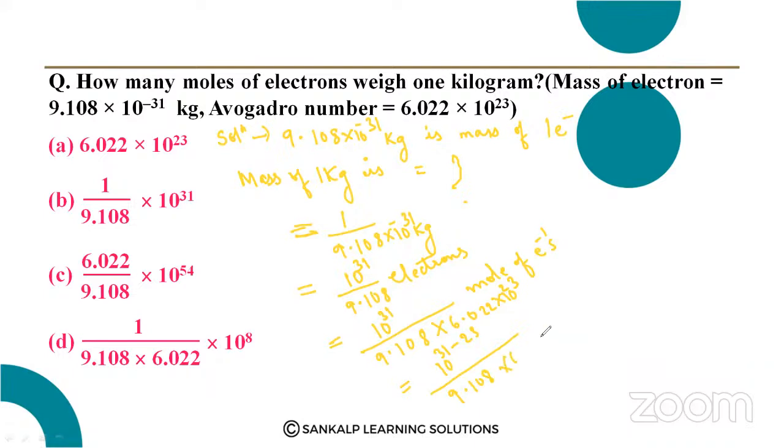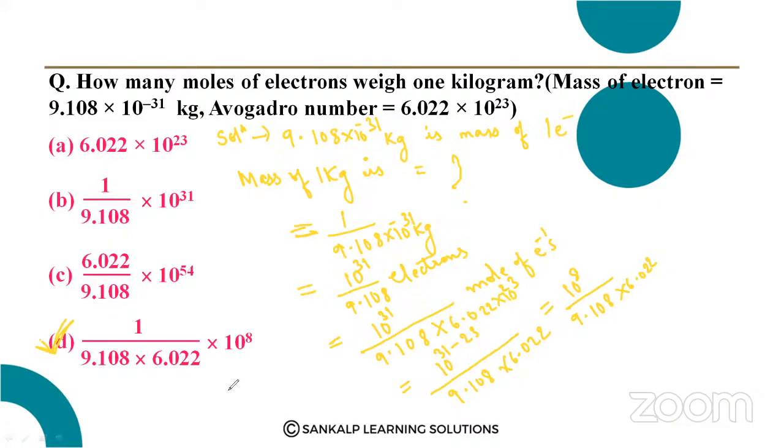9.108 into 6.022. So what is further simplification? What it gives you is 10 raised to 8 divided by 9.108 into 6.022, right? So which is our correct answer? It is this D. Okay, so this is the correct answer.